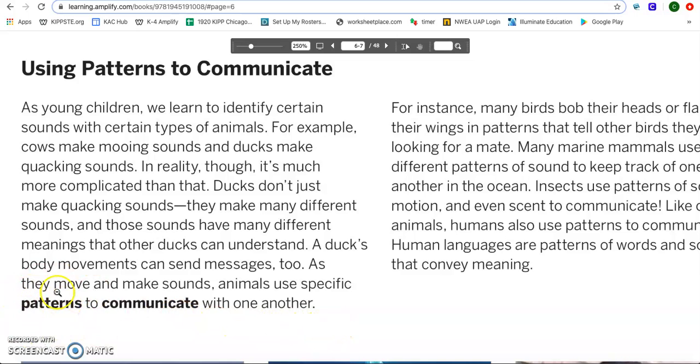Pattern is one of our vocabulary words for today, and communicate was our vocabulary word for yesterday. So I'm going to read that again because I think this is probably some key information. As they move and make sounds, animals use specific patterns to communicate with one another.